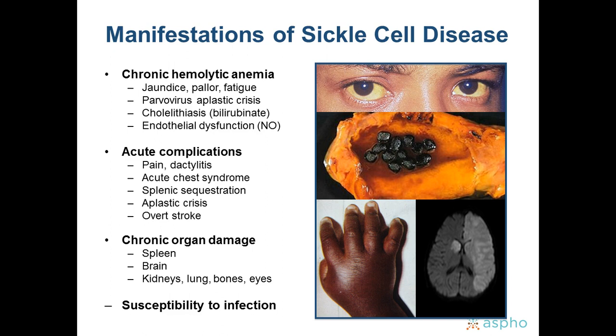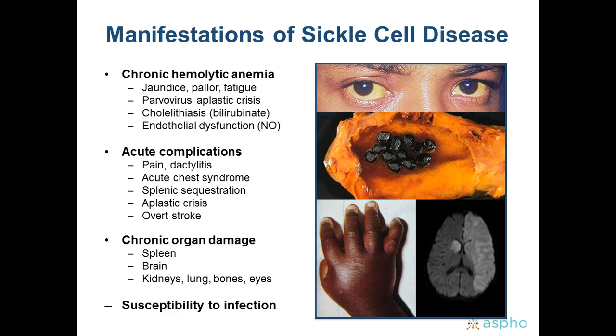In broad strokes, what does sickle cell disease cause? Well, there's a chronic hemolytic anemia, and as a consequence of that, there's jaundice, pallor, fatigue, susceptibility to parvovirus aplastic crisis, increased risk of cholelithiasis, just like any other hemolytic disease, and endothelial dysfunction due to nitric oxide quenching. And then on top of that chronic hemolytic anemia, punctuated episodes of pain, acute complications like pain and dactylitis like we see here, or large hemispheric stroke, splenic sequestration, aplastic crisis.